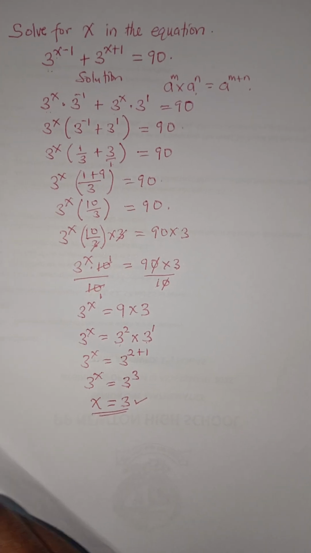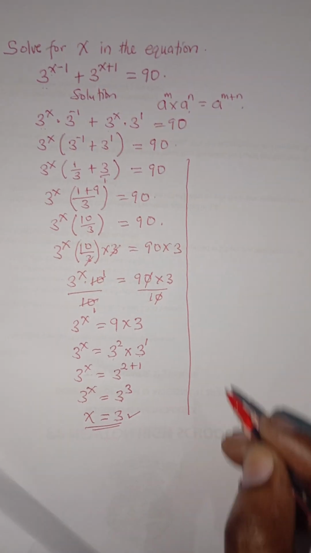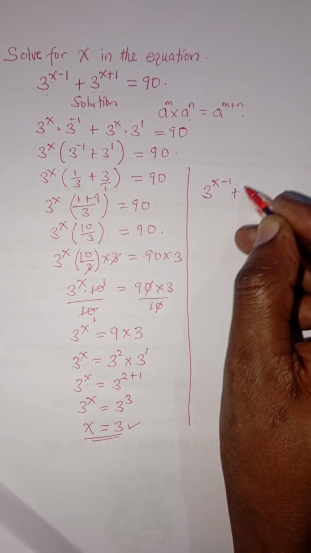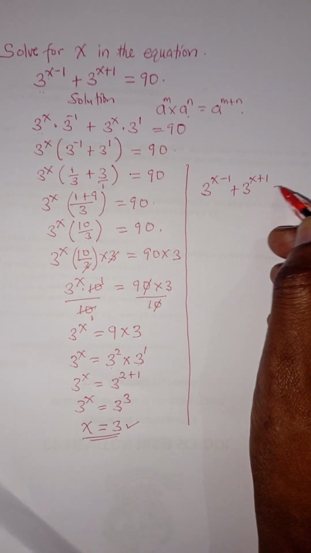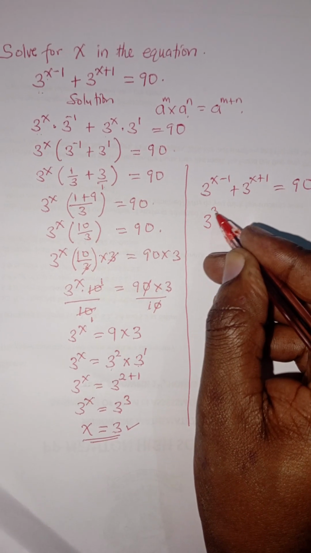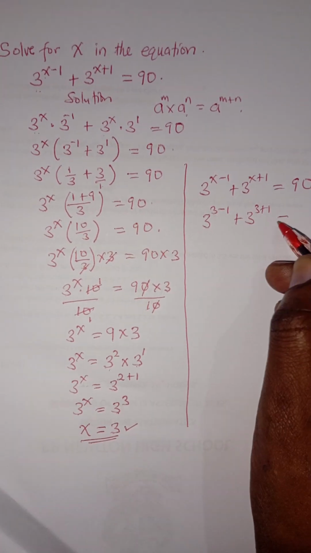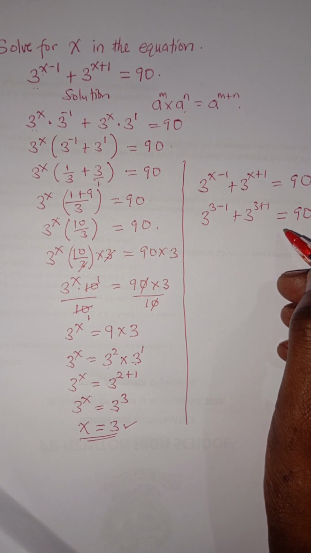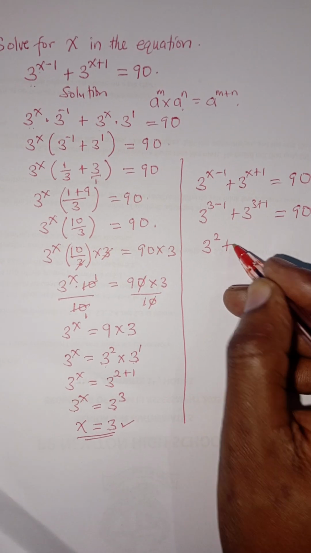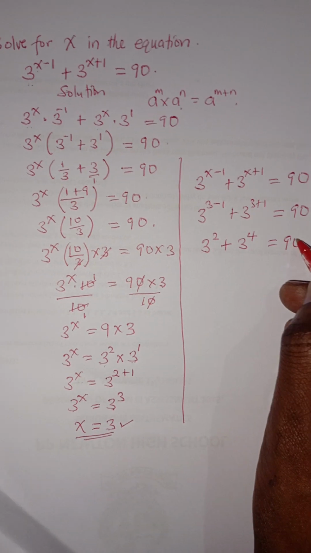Can we prove if this is correct? Yes. If I have my equation here to be 3 to power x minus 1 plus 3 to power x plus 1 is equal to 90, and the value of x is 3, so I have 3 to power 3 minus 1 plus 3 to power 3 plus 1, is this equal to 90? So what is this? This is 3 to power 2 plus 3 to power 4, is equal to 90.